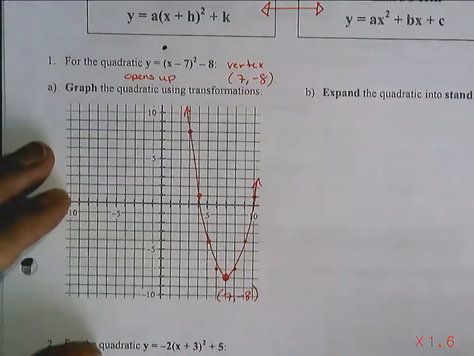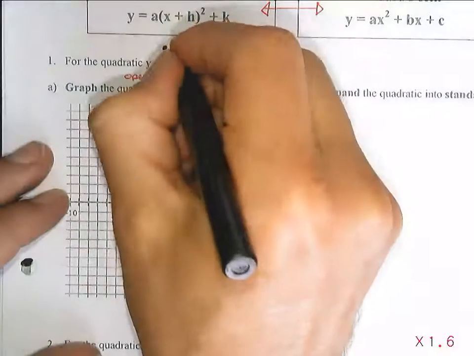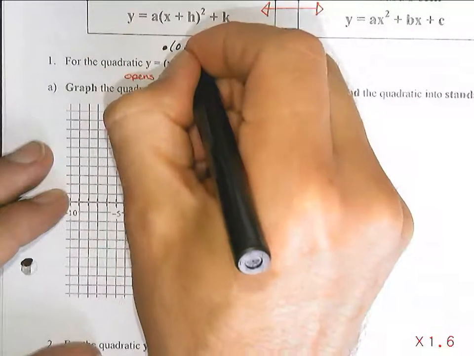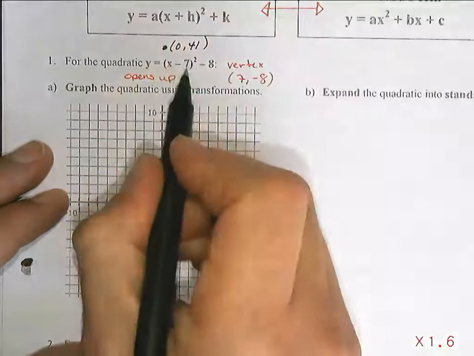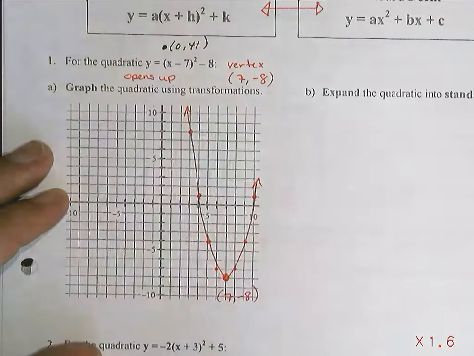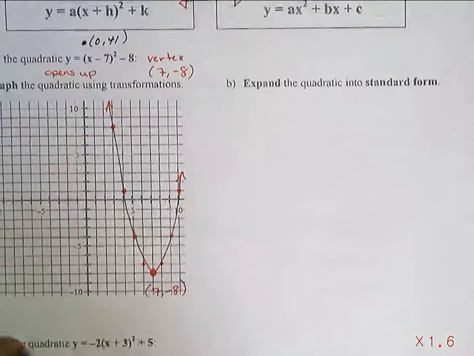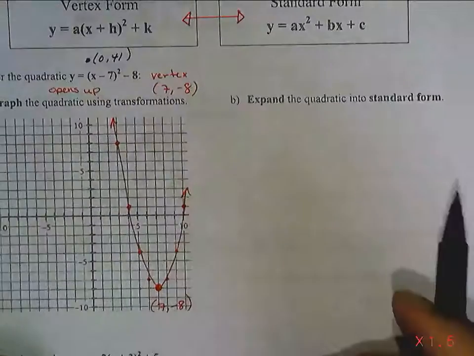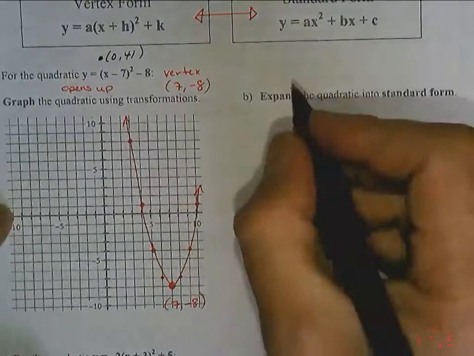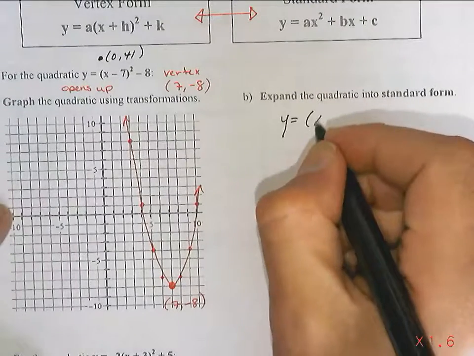That's what we know. And again, this is going to be 0 comma 41. 7 squared is 49, take away 8, 41. Yep, and it's going to go way up to that point. Okay, so let's expand this quadratic to put it into standard form. So this is what it looked like.